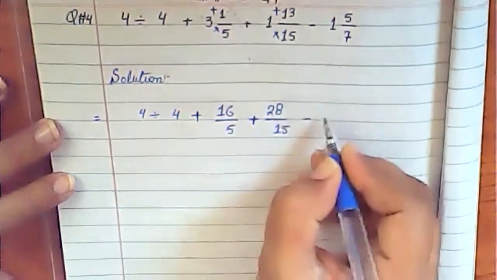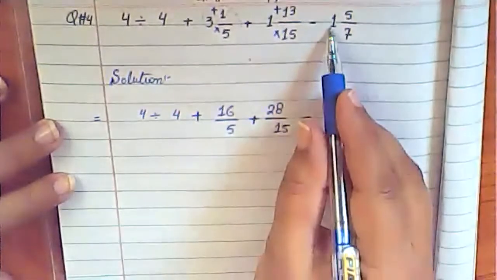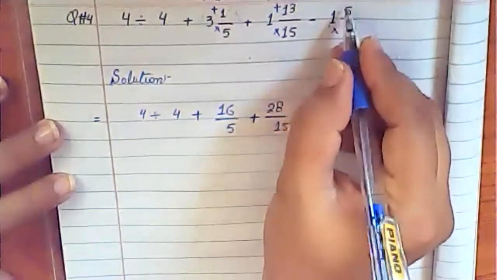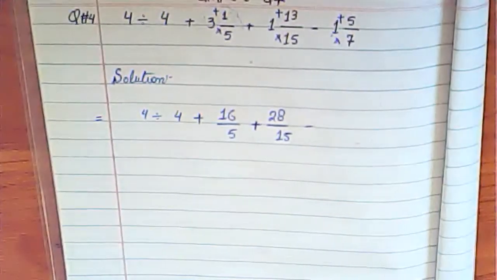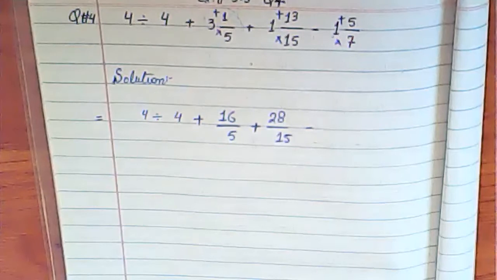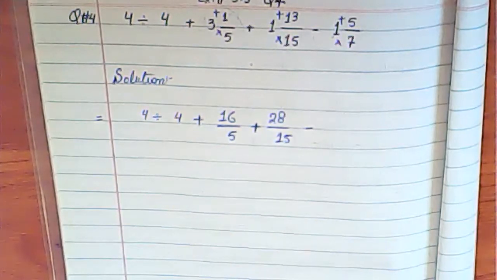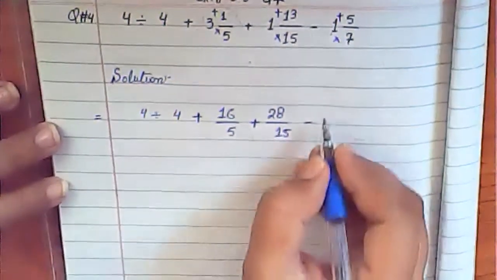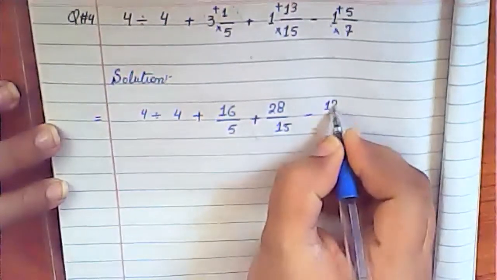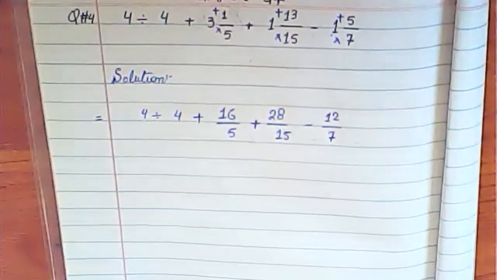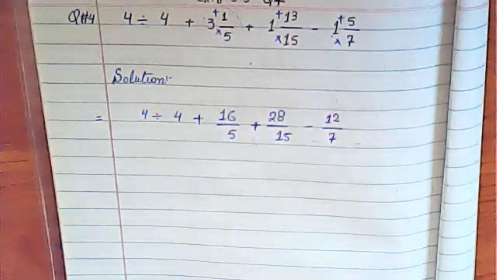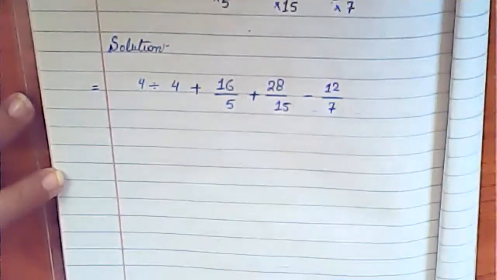Minus, okay, 7 multiplied by 1 is 7. 7 plus 5 will be what? 7 plus 5 is 12. Okay, this is the first step, right? Now, in the next step, what you are going to do.